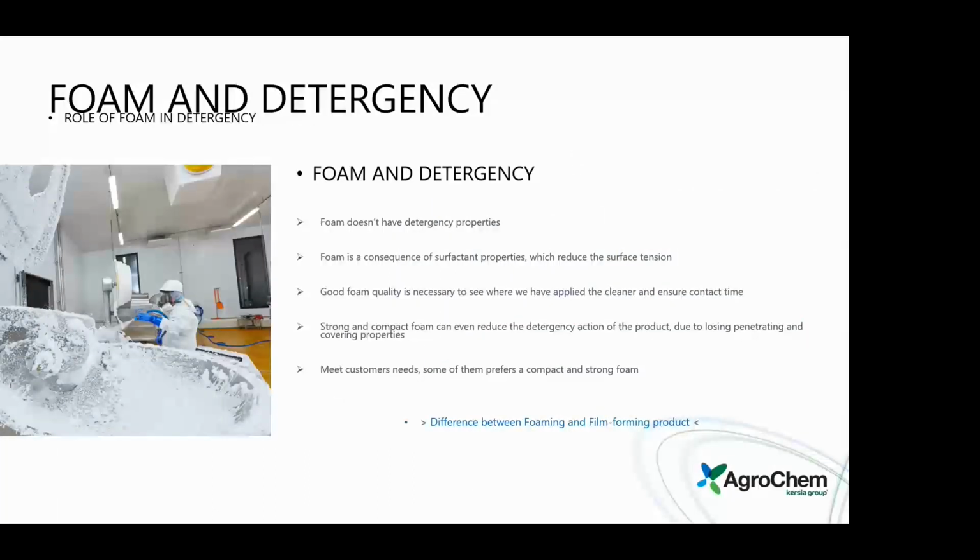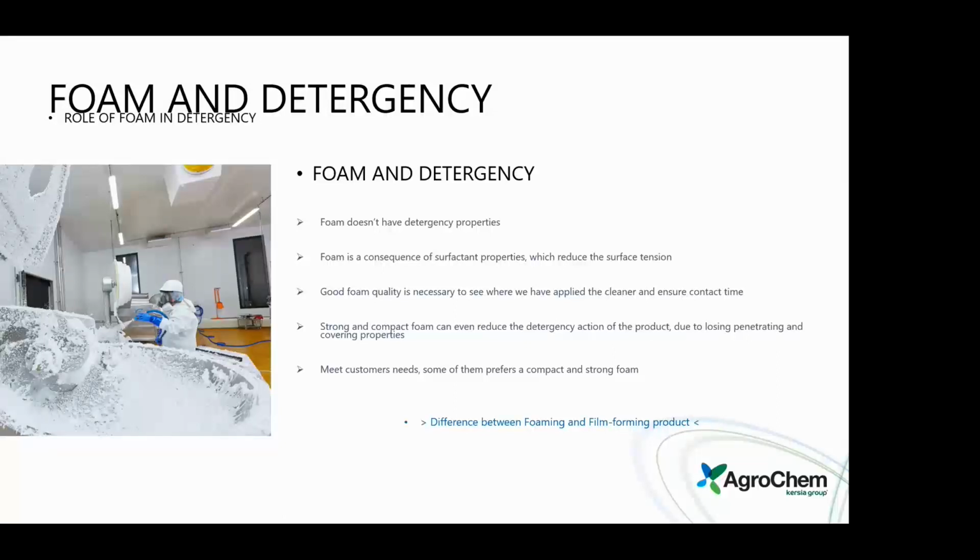So in CIP, we don't generally use foaming. It's more of a non-foaming aspect, but I wanted to throw a little bit in here while we're talking about detergency on foaming, so where that role fits and what it's really doing. I just wanted to point out the foam doesn't have the detergency properties. Foam is a consequence of the surfactant properties. So that's using the surfactant side of things to help pull that away. The good quality foam is necessary to see that we've applied the cleaner.